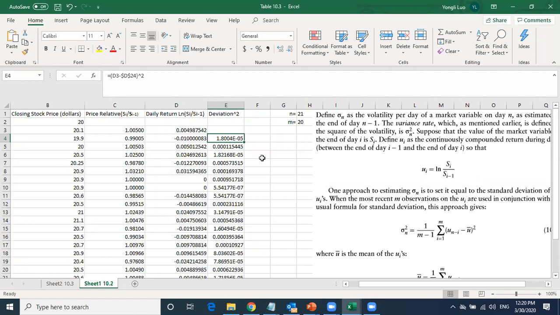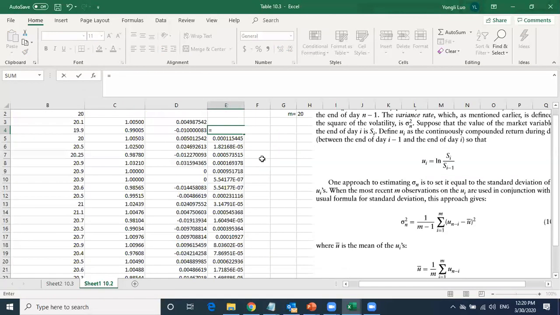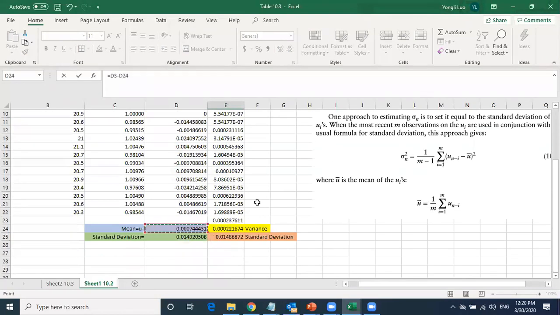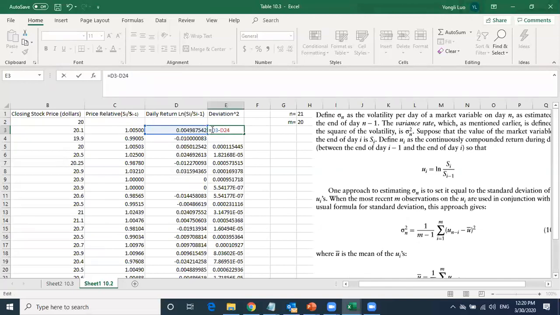Okay. So we have the deviation. If we do this, we can do it equal to the deviation. This is the return minus the mean, the mean, squared. Remember you need to put the dollar sign to fix this expected return, which is the mean, mu bar. Any questions?